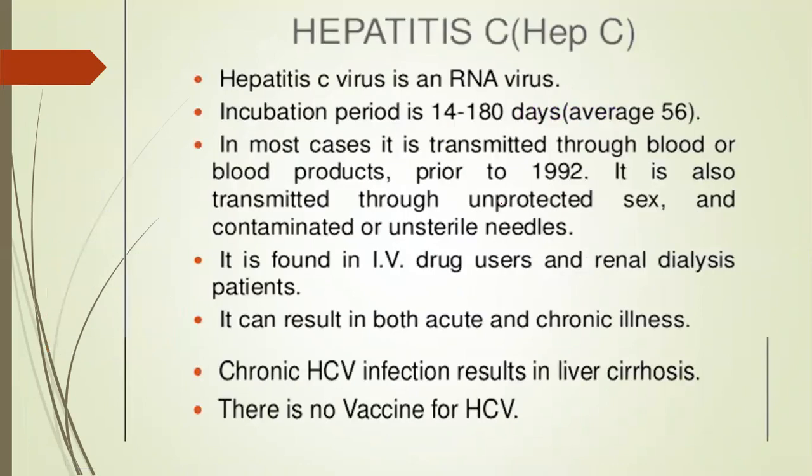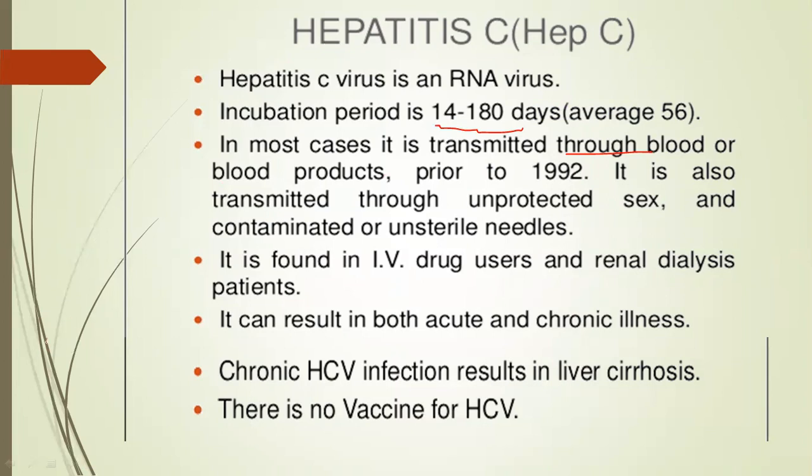Hepatitis C is an RNA virus with an incubation period of 14 to 180 days. It means it does not show its symptoms during this time. It is transmitted through blood products. Prior to 1992, it was also transmitted through unprotected sex and contaminated, unsterile needles. So it is found in IV drug users and renal dialysis patients also, because at a very large scale syringes and these types of products are used for blood transfusion.